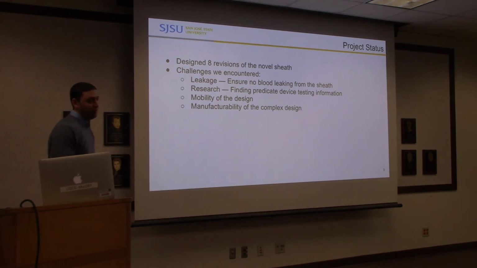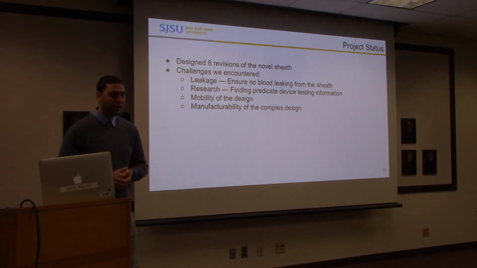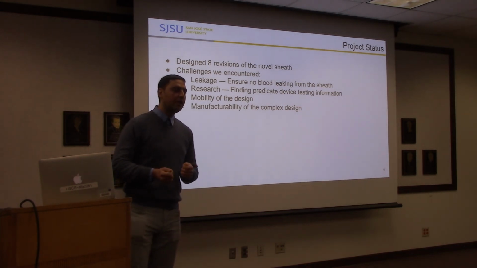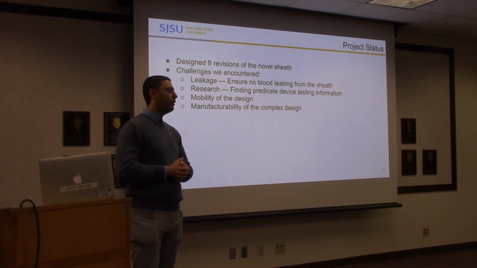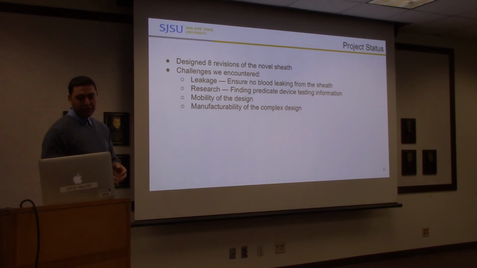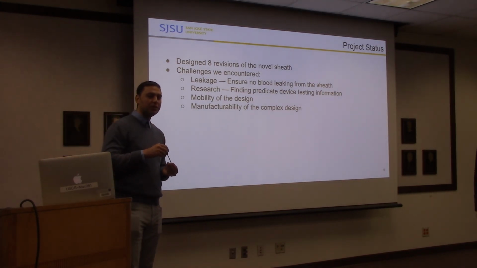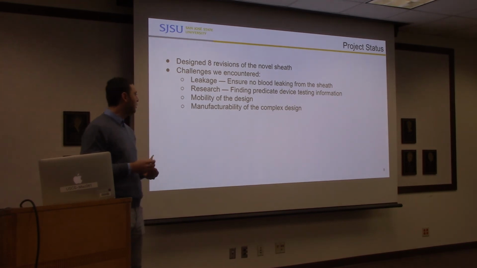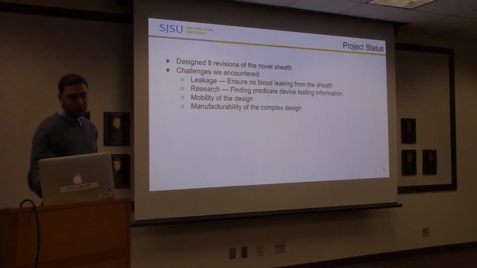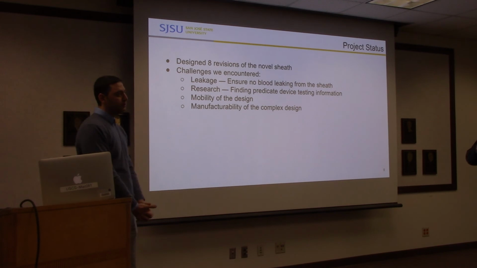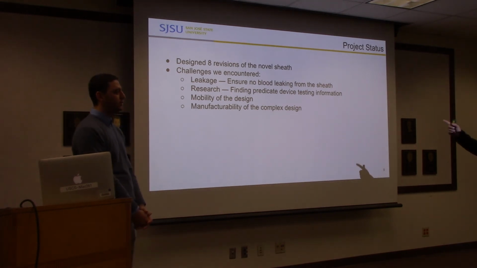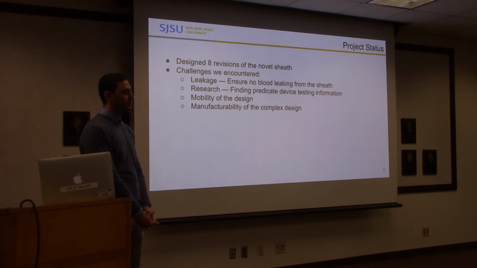Also finding information about predicate devices, particularly on the testing they've done and the results they've gotten. Also making the sheath flexible and buckle resistant, rigid, and not kinking easily, and also manufacturability. So there's always a trade-off. You want to expand the sheath to have certain features, but those features may not be possible due to the tool needed to make the actual sheath. Mainly we make it through extrusion. That's the process we're looking at.